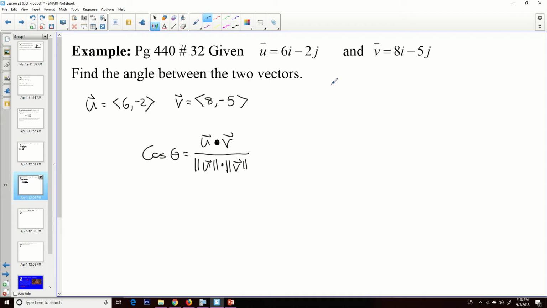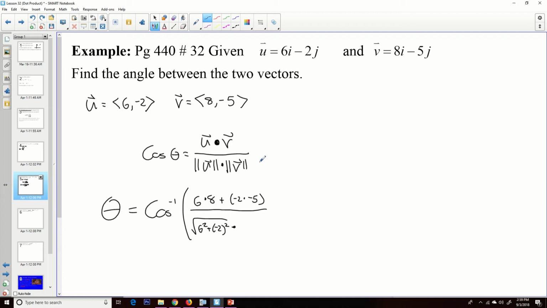Since I want the angle measure between those, I'm going to say theta is equal to the arc cosine, to get theta by itself. And so u dot v is 6 times 8 plus negative 2 times negative 5. And that's going to be over the magnitude of u, which is the square root of 6 squared plus negative 2 squared, and then times the magnitude of v, which will be the square root of 8 squared plus negative 5 squared, all in parentheses there.